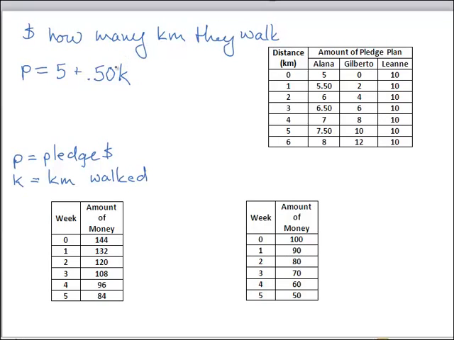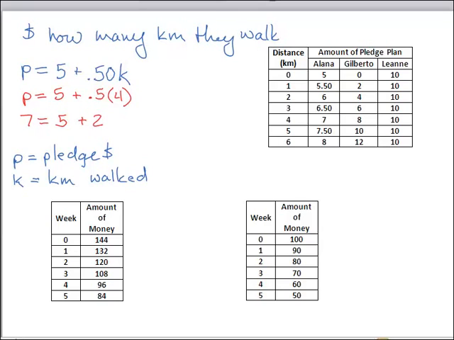If I substitute a number over here, let's say I substituted 4 kilometers. So I'm going to say P is equal to 5 plus 5/10 times 4. And 5/10 times 4, of course, is 2. So we got P is equal to 5 plus 2, which is 7. So if you look over here at 4 kilometers, she gets $7. So that's correct.